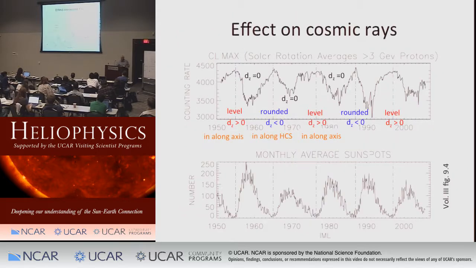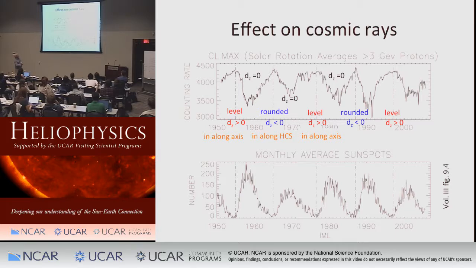So when we look at the number of cosmic rays above a given energy, we see that at solar minimum, we get a large number. Solar max, we get a smaller number. Solar minimum, we get a large number. And the other interesting thing is if you look at, this is solar cycle 23, 22, 21. If you look at the even versus the odds, they are different.